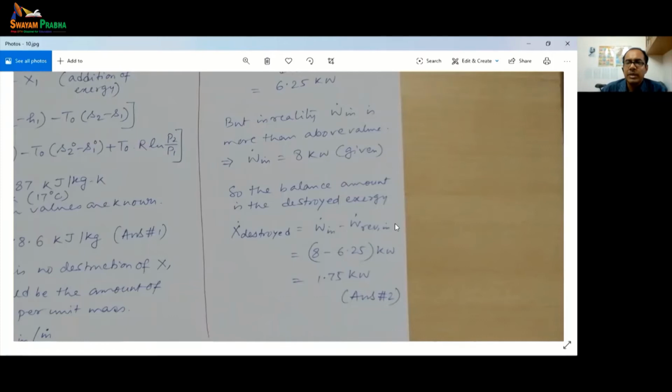So the minimum amount you found, and the amount that you are putting in is known. So how much is lost? That's the balance. That would be exactly the work potential lost, or exergy lost. Okay, so the rate of exergy destruction is W dot in minus W dot reversible in. That means 1.75 kilowatt.